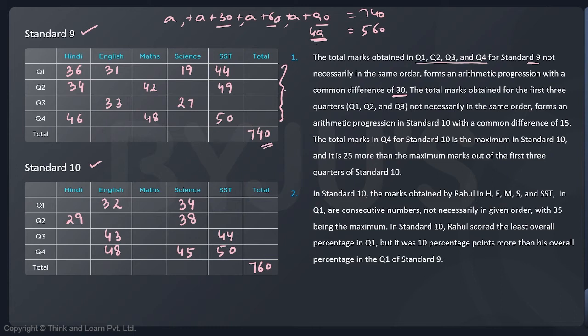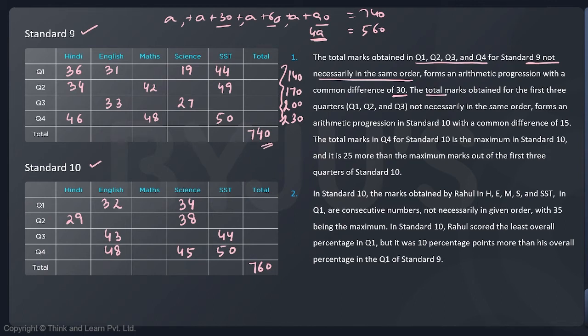So these 4 scores, now I know they are 140, 170, 200 and 230, though not necessarily in the same order. It is written not necessarily in the same order, but I know the scores are 140, 170, 200 and 230.